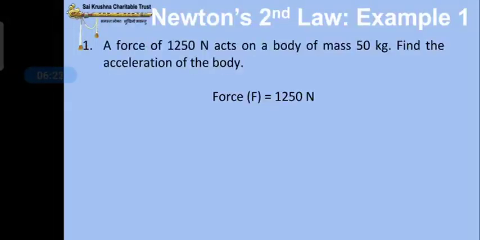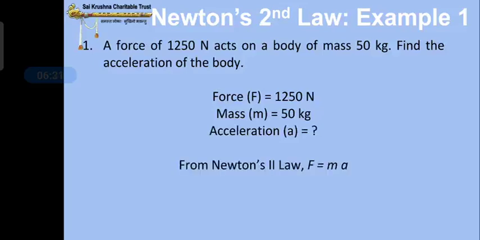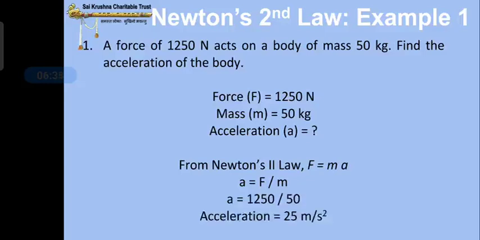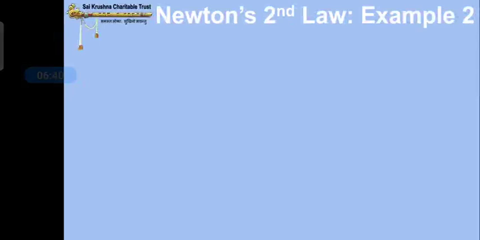A force of 1250 Newton acts on a body of mass 50 kg. Find the acceleration. So force is given, mass is given. So how can you calculate acceleration? According to Newton's second law, F is equal to m into a. So for a it is F divided by m. When you substitute, you will get acceleration.